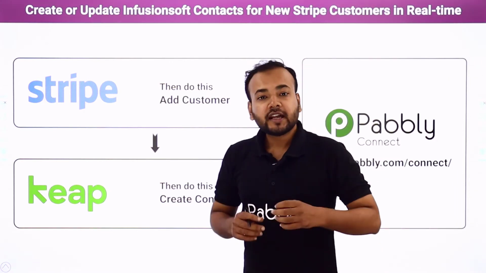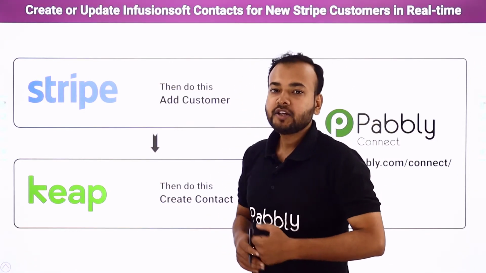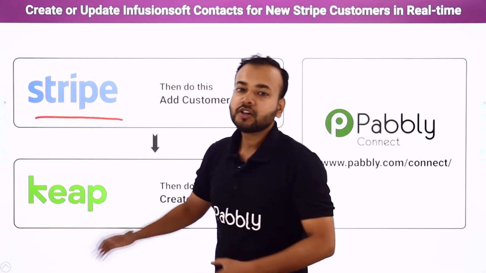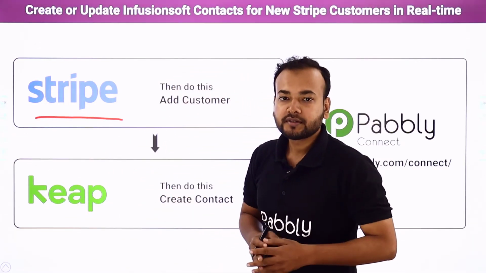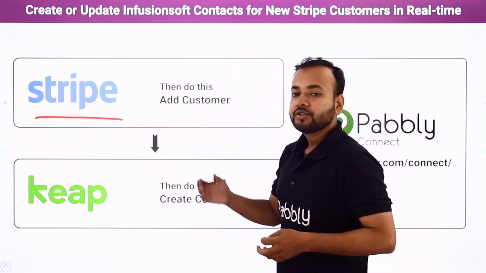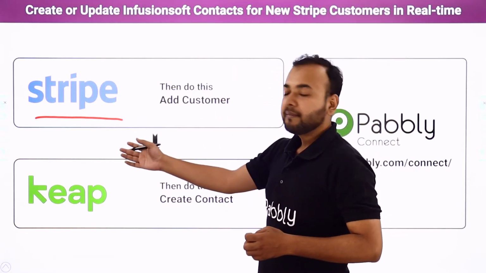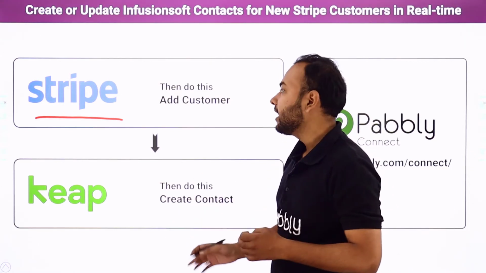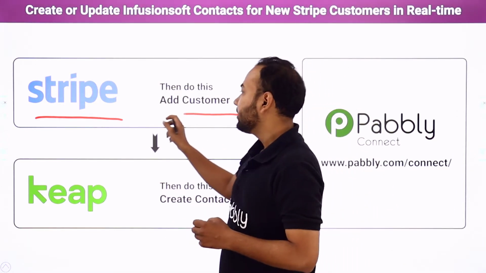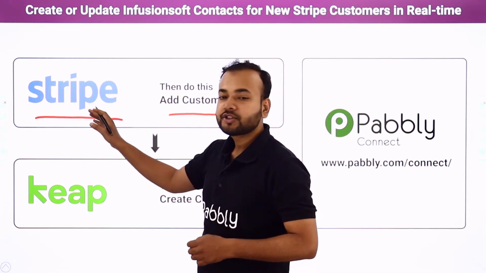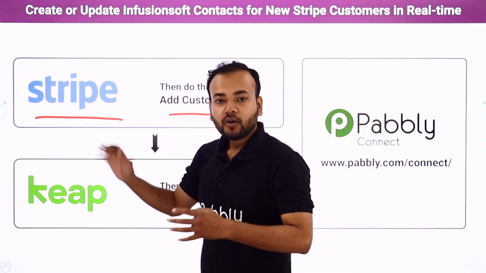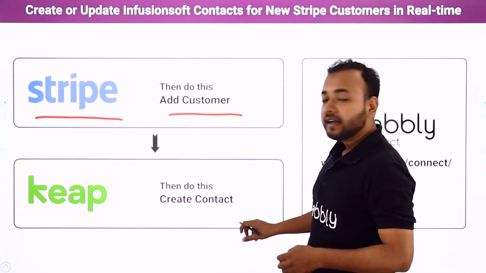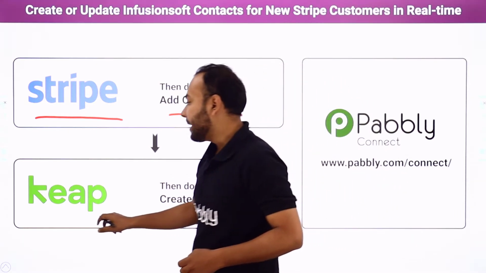Suppose that you are selling your products online, right? And you are using the Stripe application, which is a payment gateway application, to receive the payments for your products. So whenever you receive a payment from Stripe, you want to collect the details of the customer who made the payment and add that customer in a list that you have created in your Stripe dashboard. And you also want the same customer to be added as a new contact in the Keap application.